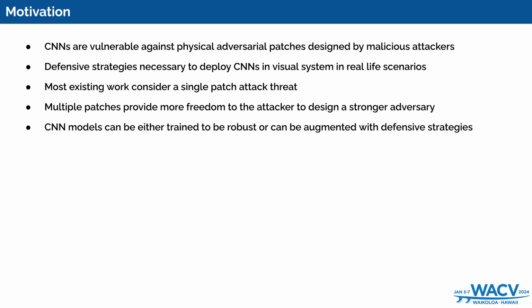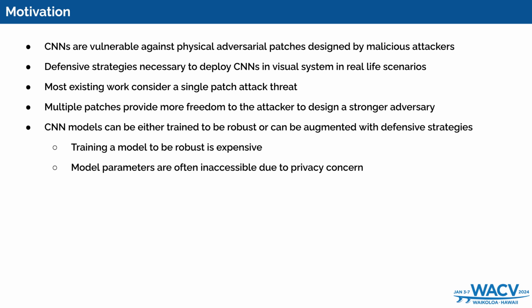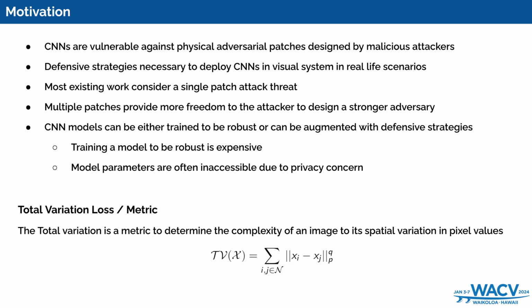CNN models can be either trained to be robust or can be augmented with defensive strategies. But training a model to be robust is expensive, and model parameters are often inaccessible due to privacy concerns. And hence, we came up with utilizing a total variation loss.